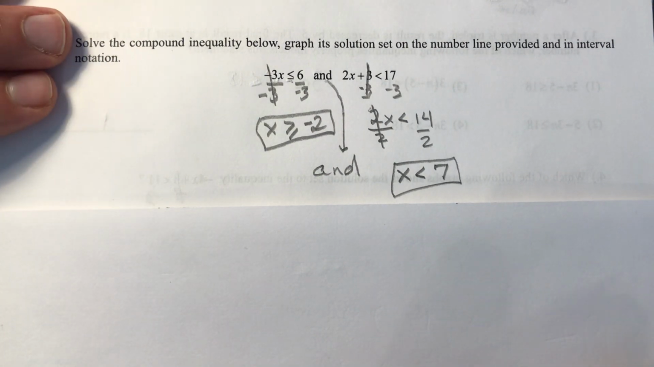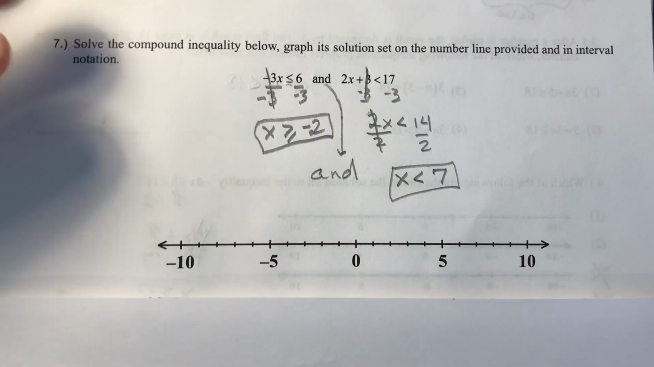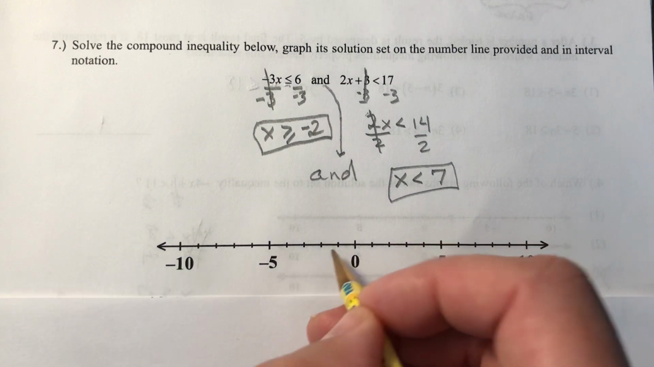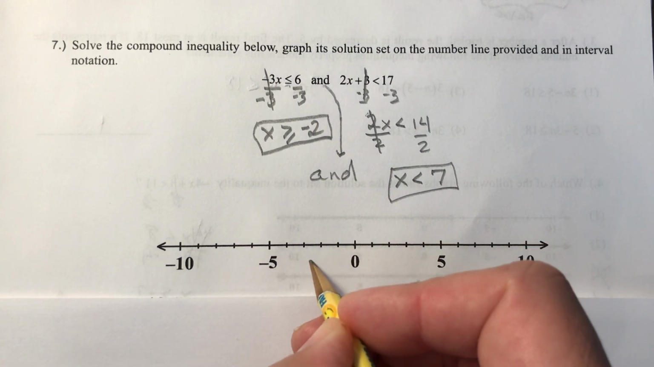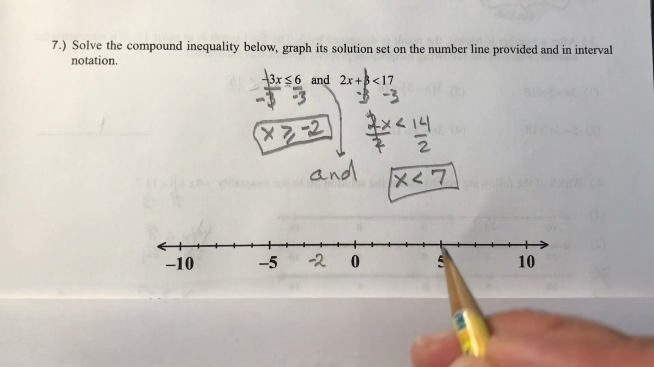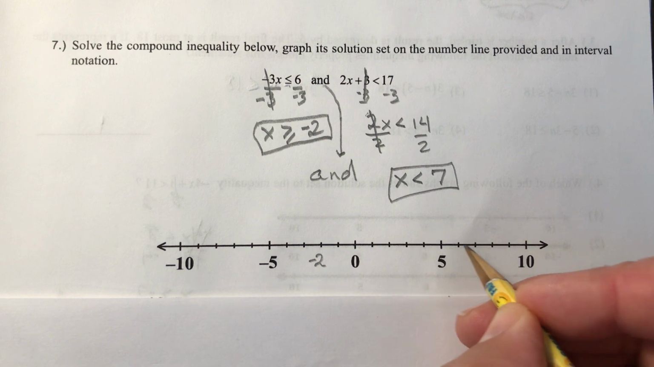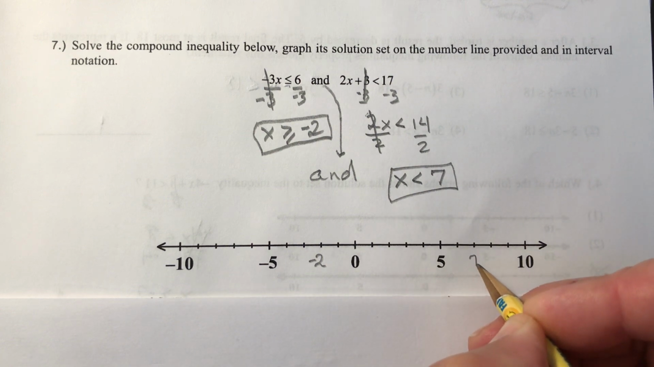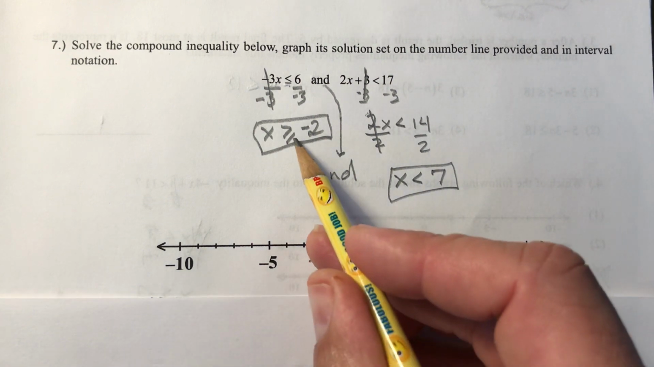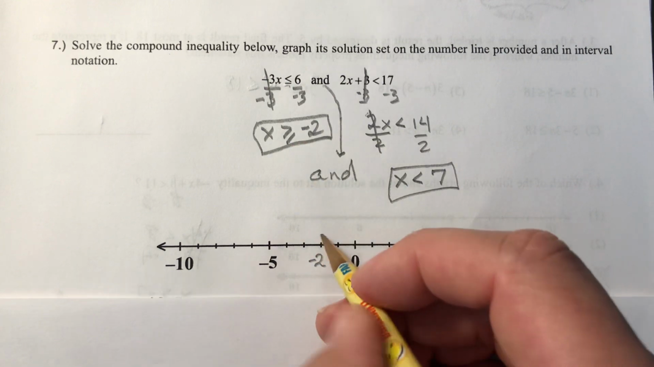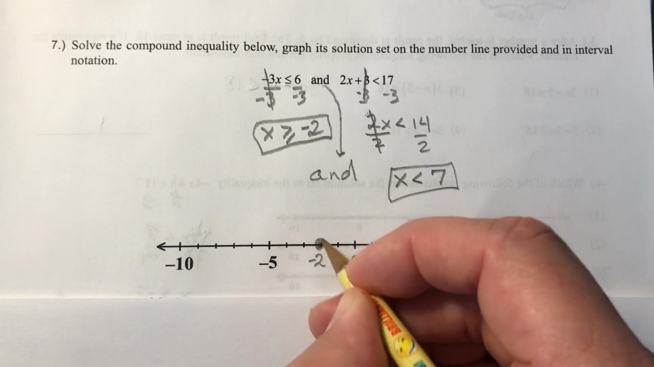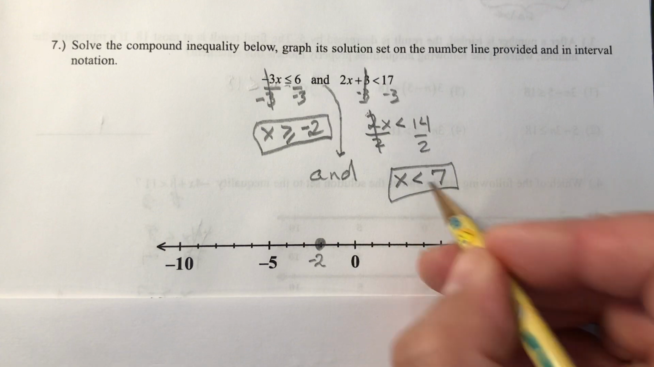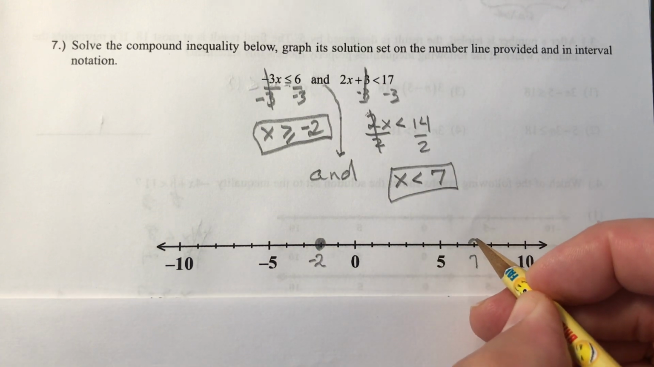So when you go to the number line over here, you're going to find -2, -1, -2. Here we go. And +7, 6, 7. All right, I noticed the -2's got the little equal to line, so that's a filled in dot. I noticed that the 7 doesn't, so that's an open dot. We're not allowed to be equal to it.